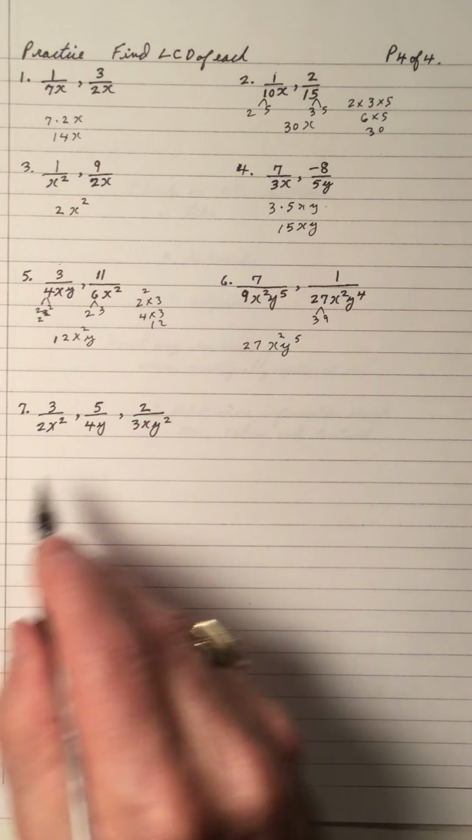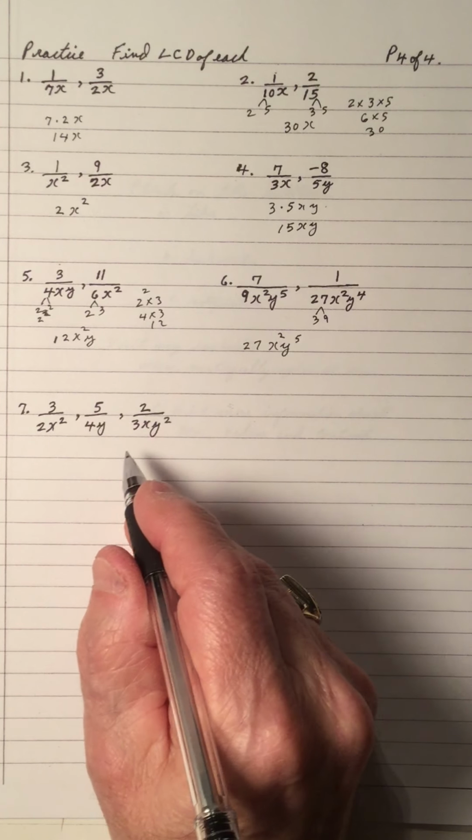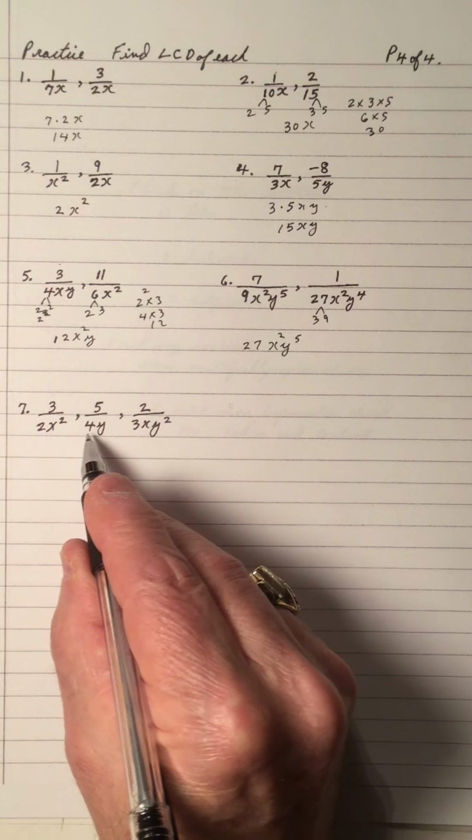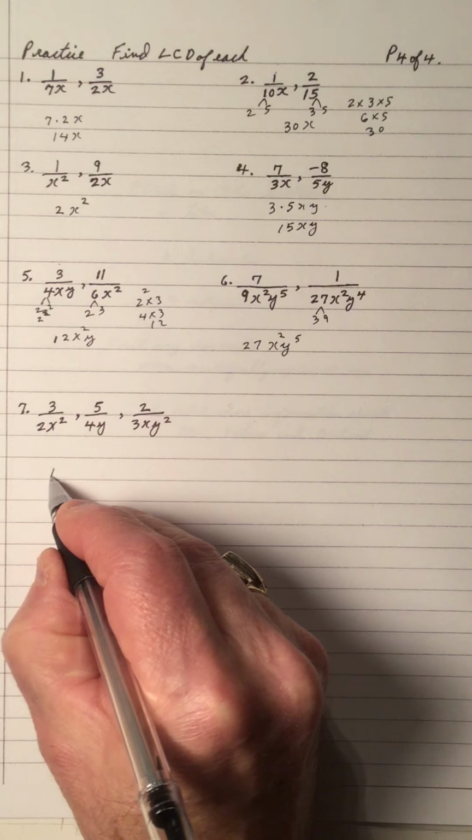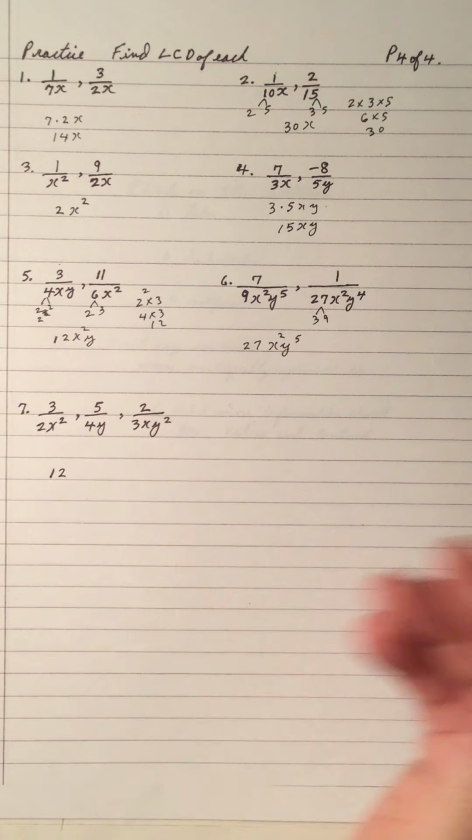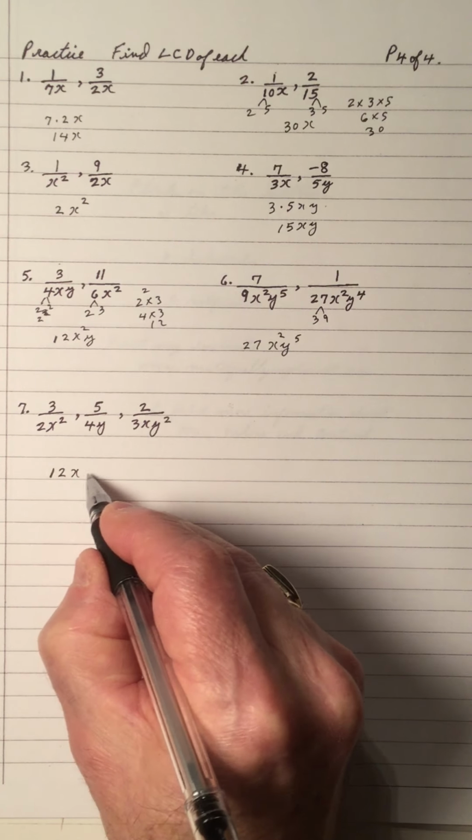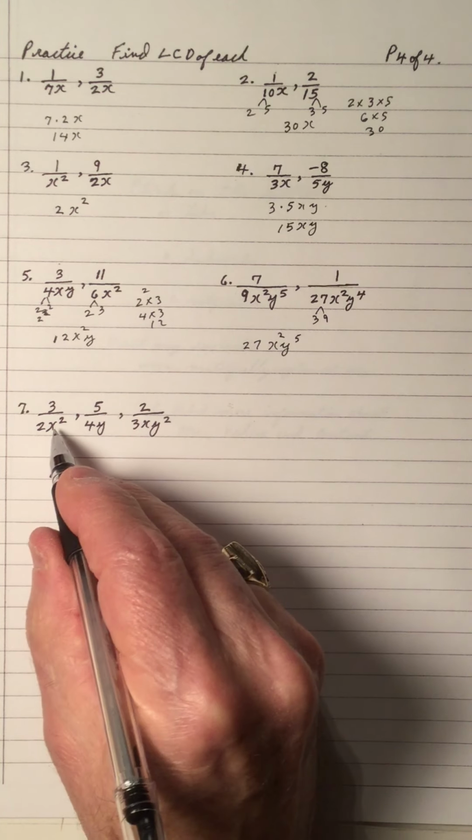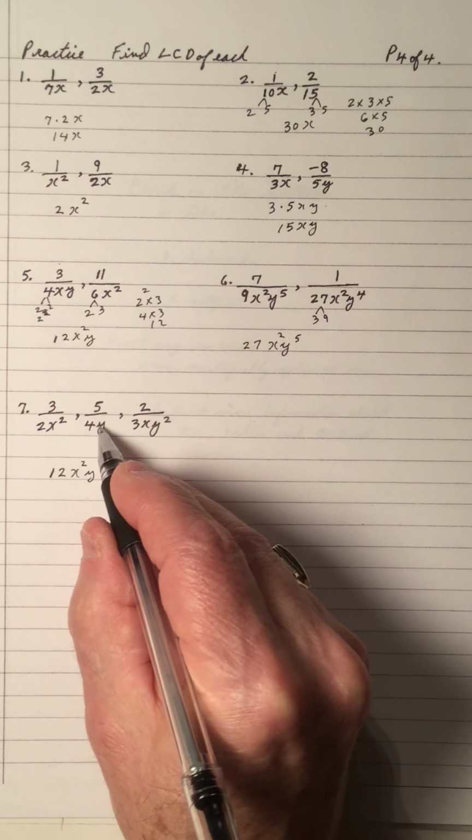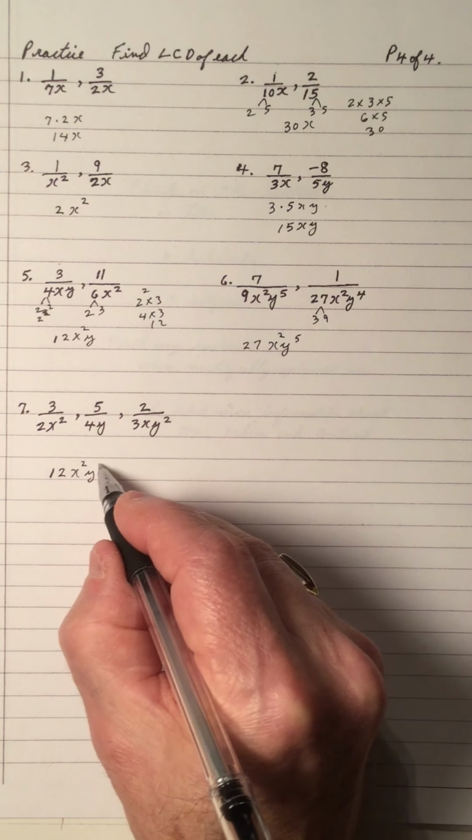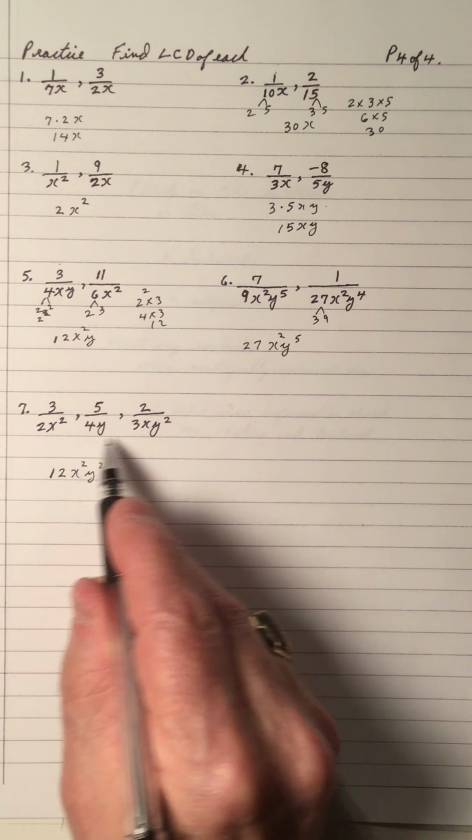And number 7, I have a 3, a 4, and a 2. LCD is like a multiple. So what's the smallest number that 2, 4, and 3 divide into? So you said 12. Perfect. And we have an x and a y as factors. The highest power of x, 1 and 2, is 2. The highest power of y, 1 and 2, is 2. So 12x squared y squared is the LCD.